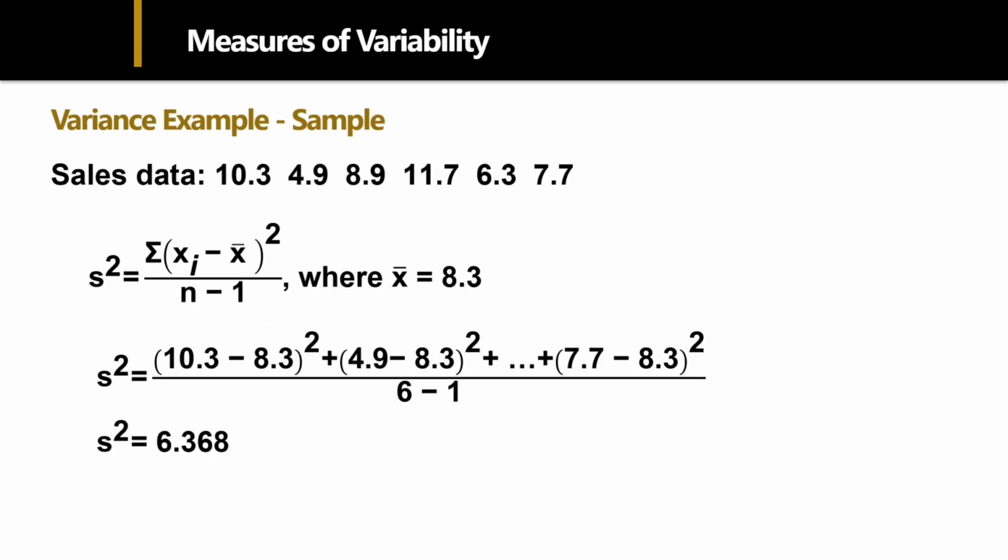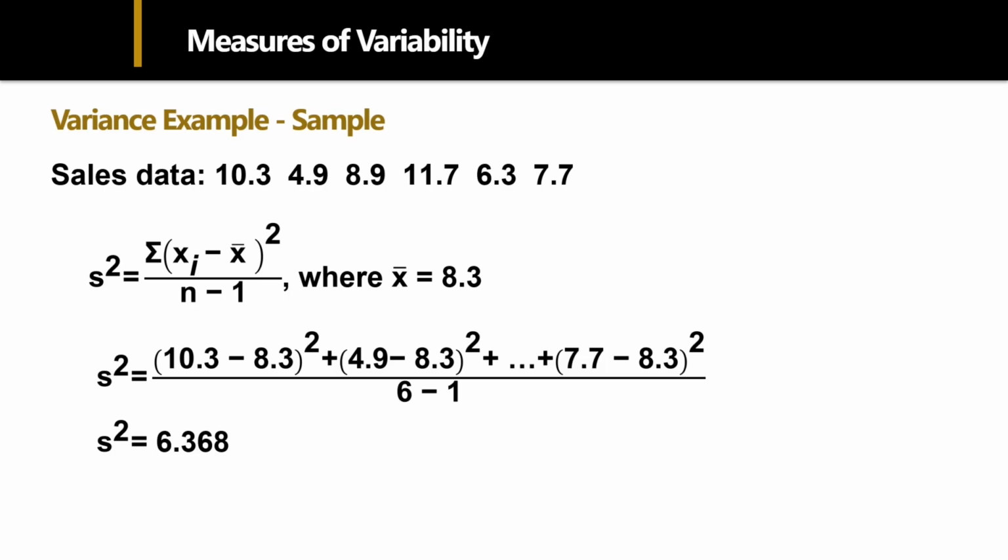Let's look at an example. I have 6 values here, and I want to know the variance. How is this data dispersed around x bar? Well, we can just take the regular average, and that would be 8.3 in this case. And I can use the formula from the previous slide and make a very large calculation for s squared.